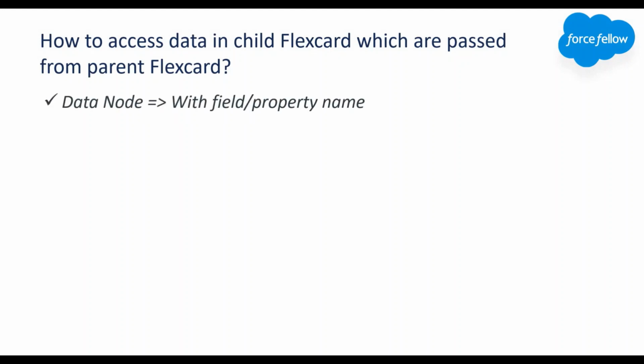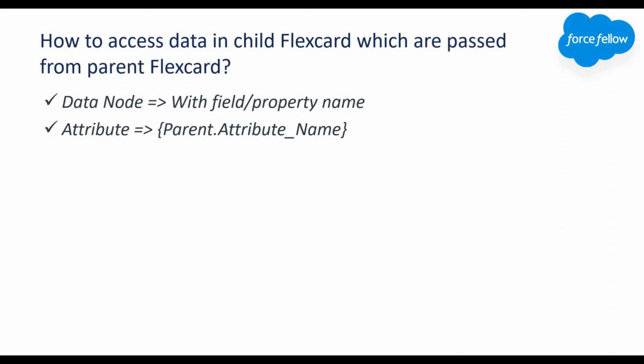So if we are going to pass data with data node, then we can access it with field name directly, because whatever data we are passing from this data node, that will become data source in child Flexcard. So we can directly access data using field or property name. And if we are going to pass data as an attribute, then we can access that with parent.attribute name.